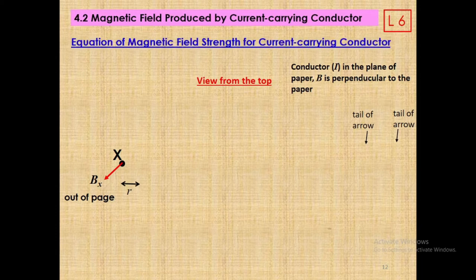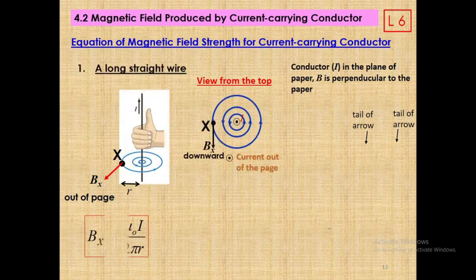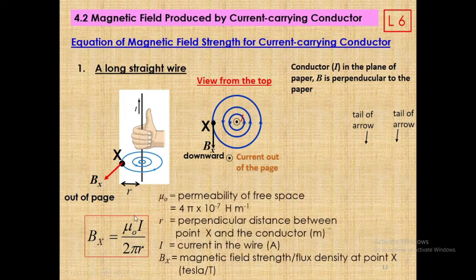The equation for the magnetic field strength for a current-carrying conductor, the long straight wire, is B equal to mu naught I over 2 pi R. Mu naught is referred to as the permeability of free space. This is a constant value, 4 pi times 10 power negative 7.